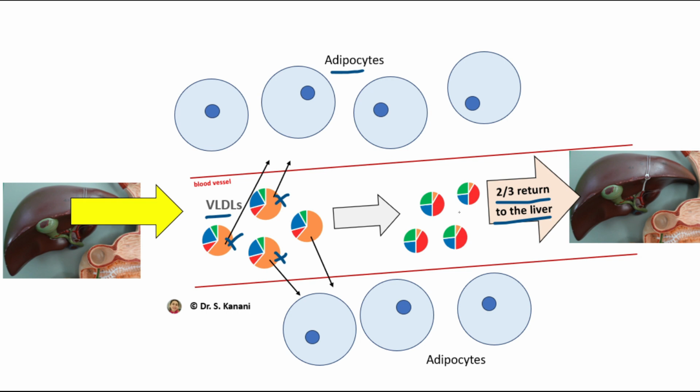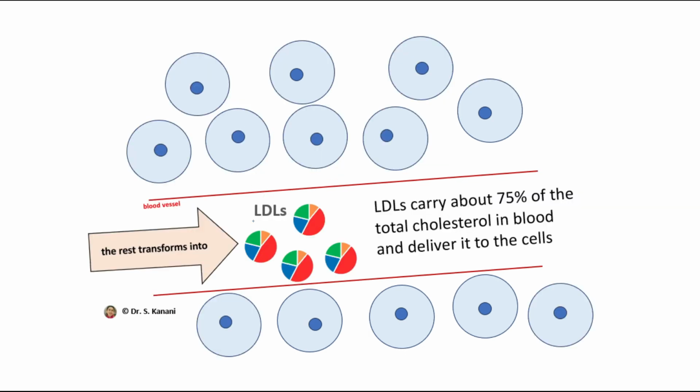However, about 1/3 of these particles transform into low density lipoprotein. In low density lipoproteins, we have a very high proportion of cholesterol to the other three components: triglyceride, protein, and phospholipid. In general, LDLs carry about 75% of our total cholesterol in blood, and this is the primary delivery system of cholesterol to the cells. Why do cells need cholesterol? Many cells can use cholesterol to repair their membrane. Also, some cells that we have in, for example, testes, ovaries, adrenal glands, use cholesterol to build steroid hormones.